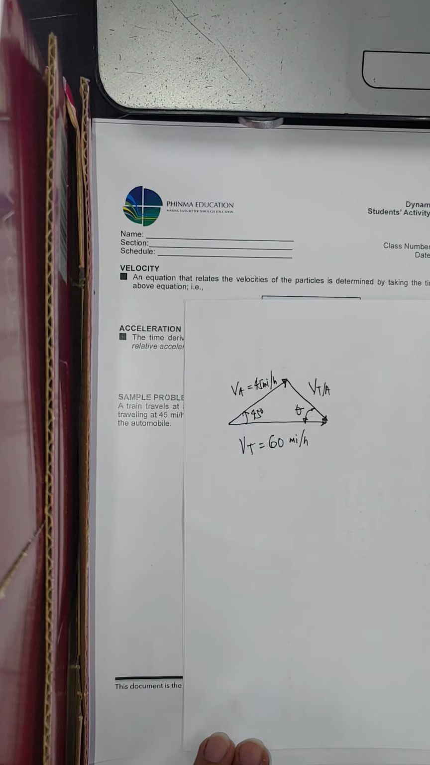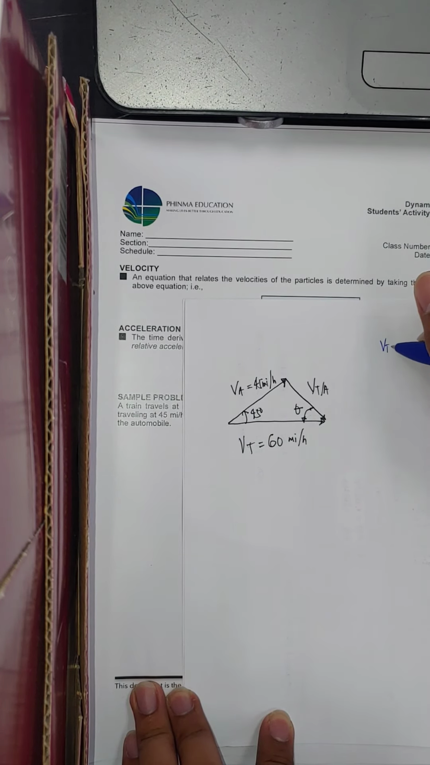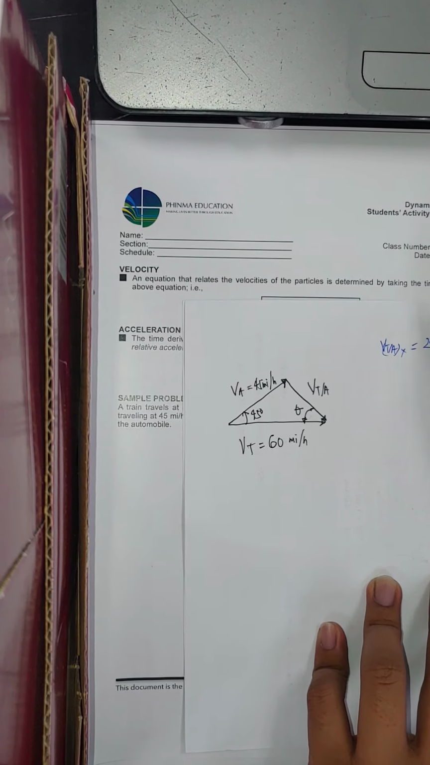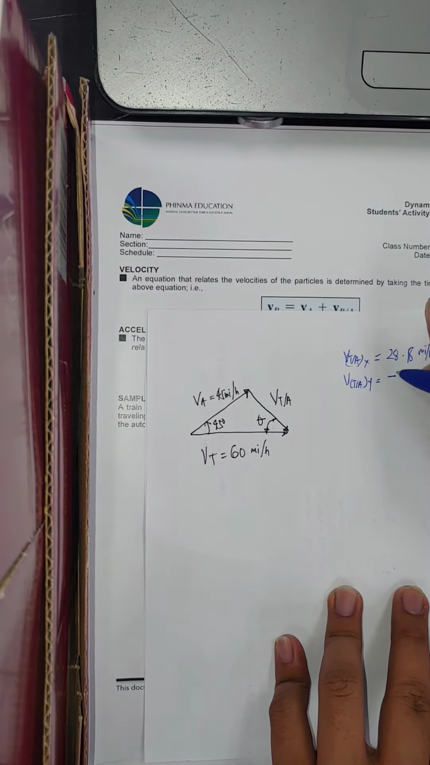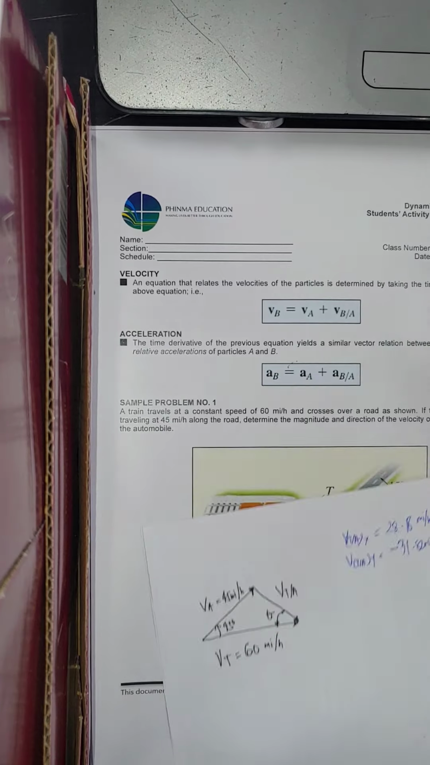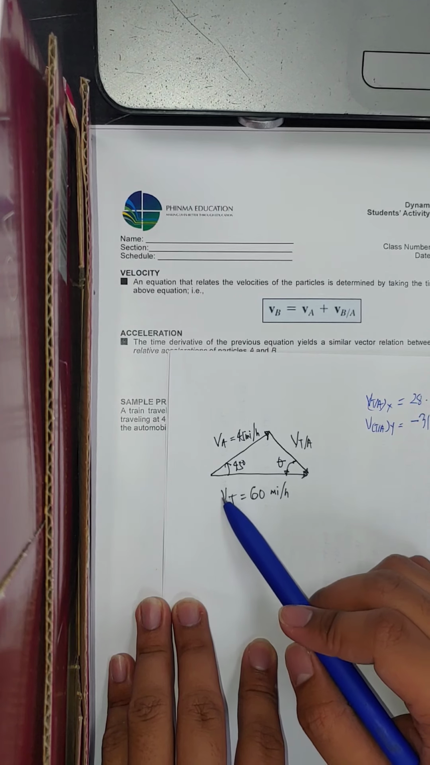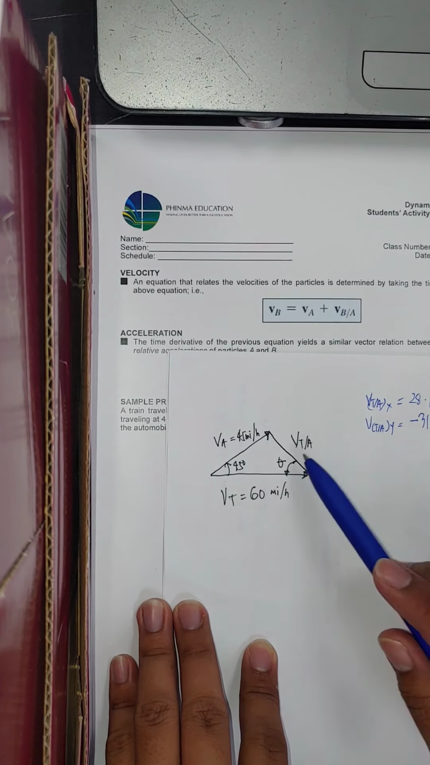So we were asked what is the magnitude? And then we have the VT of A. So with respect to x, it is equal to 28.18 miles per hour, positive along x, and then our velocity of the train with respect to A along y is negative 31.82 miles per hour. So this is pointing downward. So we want the magnitude and the direction. So from this graphical representation, we can get the value of this one also.